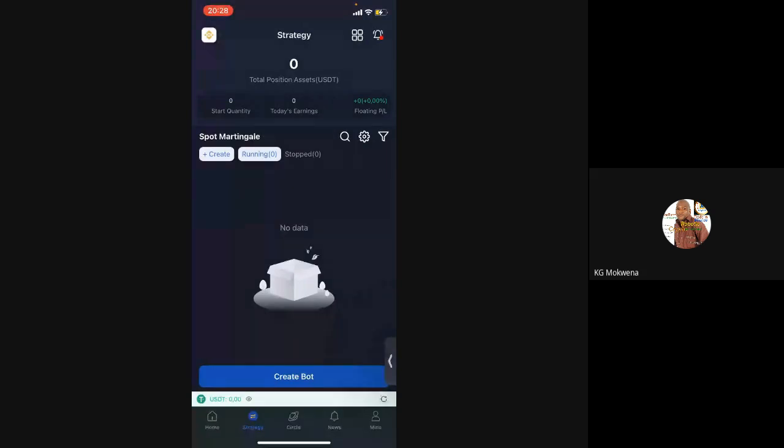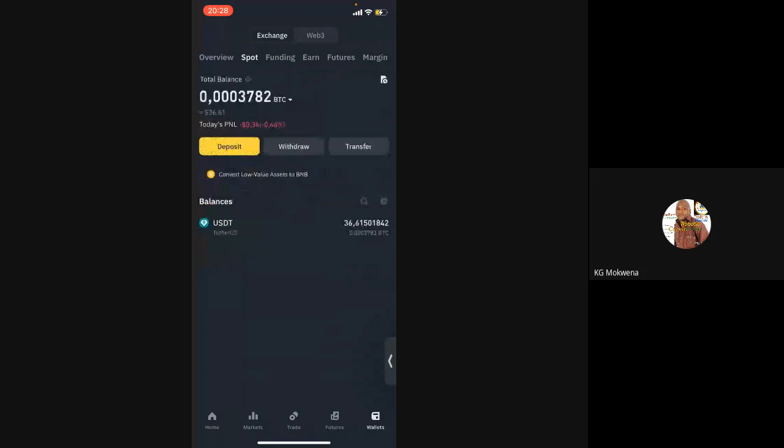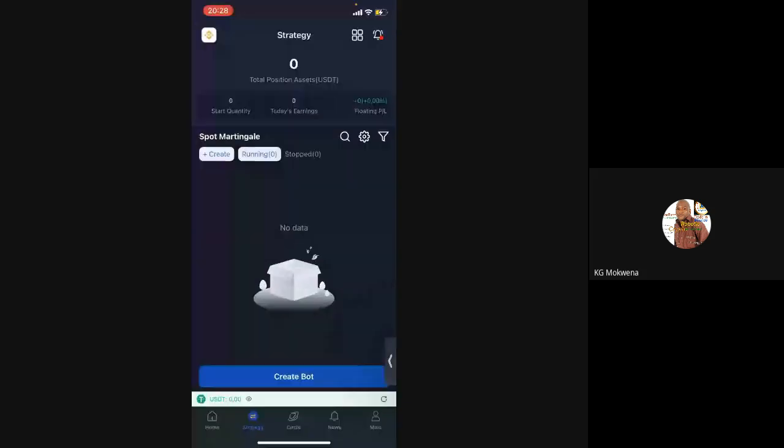That should be network. Maybe to refresh. Maybe close it and open the application again. Oh, let me see. But of recent, there's a delay in the reflection of the USDT balance. That's what I've seen also.